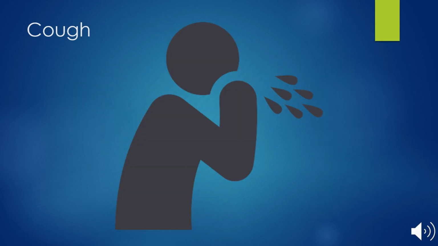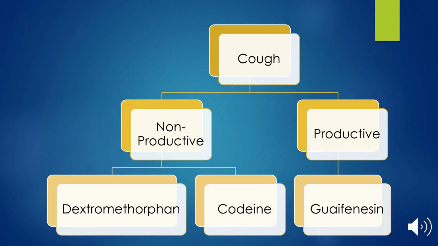Lastly, we're going to discuss cough. Your cough treatment will depend on whether the patient is experiencing a non-productive or productive cough. The difference between the two is if it's more of a dry, hacking cough versus a cough where someone feels they have chest congestion or need to cough up some phlegm. If it's the non-productive type, then you would recommend treatment with dextromethorphan or codeine products. Whereas if it's a productive cough, then you could recommend guaifenesin.